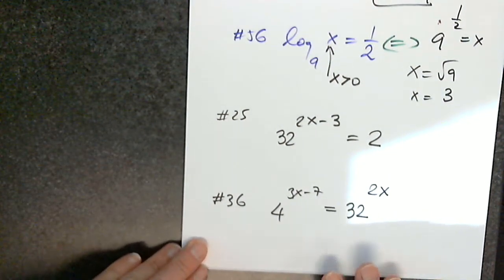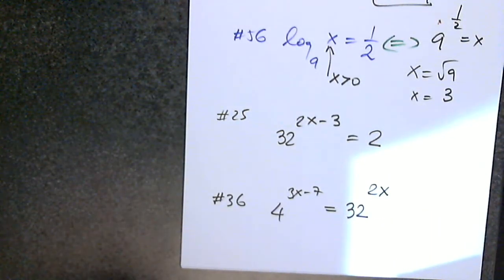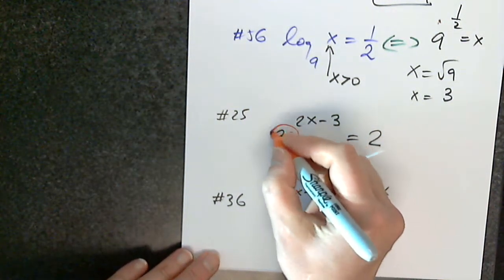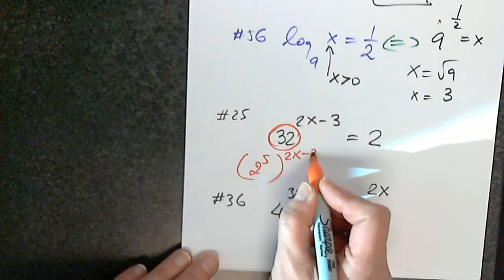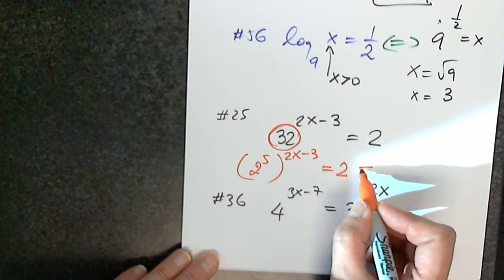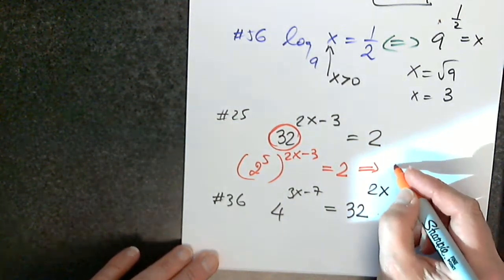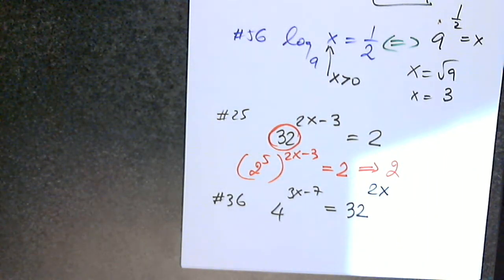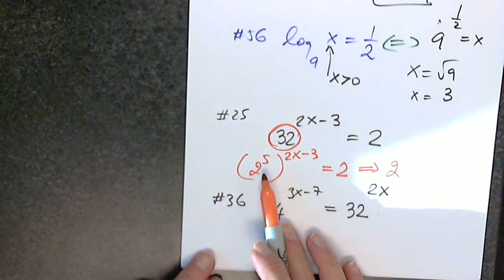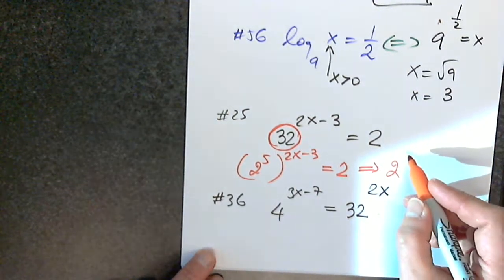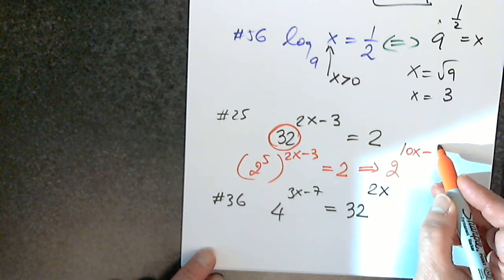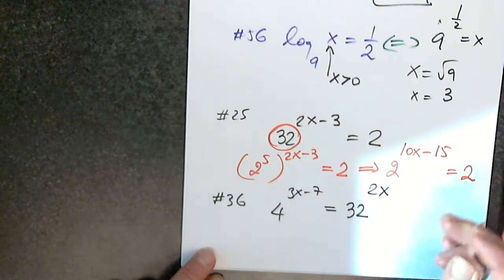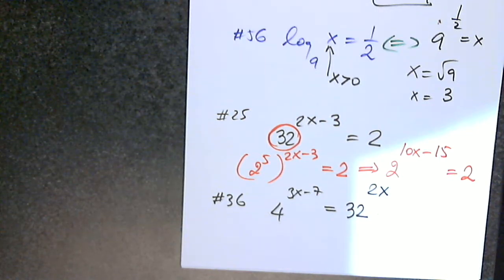Can anyone give us the starting point for 25? Right. I will have to replace 32 by 2 to the 5th. And the right-hand side is 2. And from here, copy the base. What happens to the exponents? Multiply them, right? 5 gets distributed here. So 2 raised to 10x minus 15 equals 2. We are not simplifying bases.